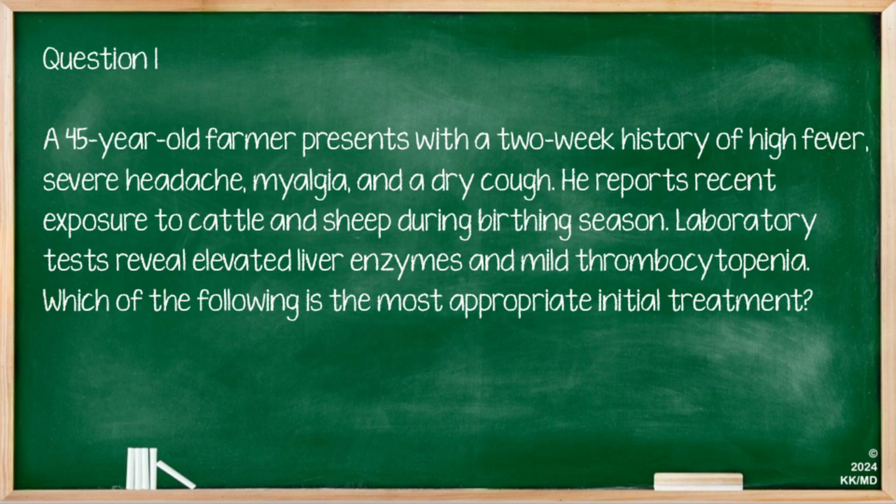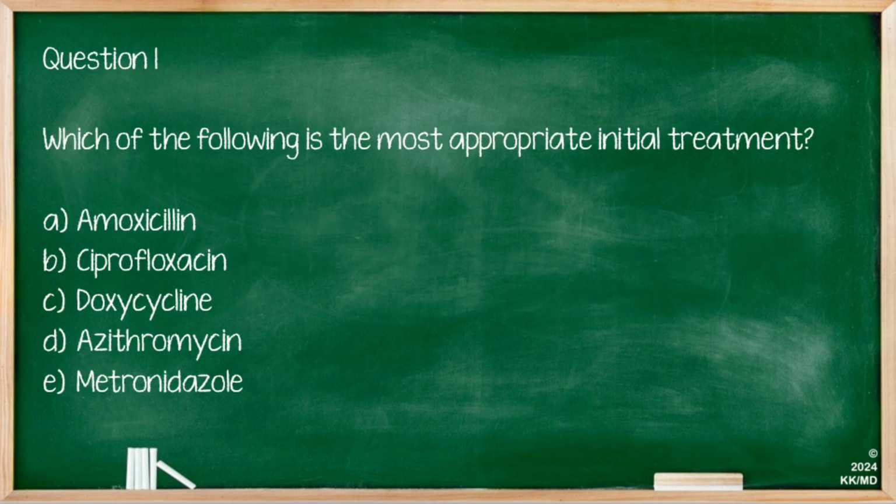Right, so let's try a question. A 45-year-old farmer presents with a 2-week history of high fever, severe headache, myalgia, and a dry cough. He reports recent exposure to cattle and sheep during birthing season. Laboratory tests reveal elevated liver enzymes and mild thrombocytopenia. Which of the following is the most appropriate initial treatment? So our options are amoxicillin, ciprofloxacin, doxycycline, azithromycin, or metronidazole.